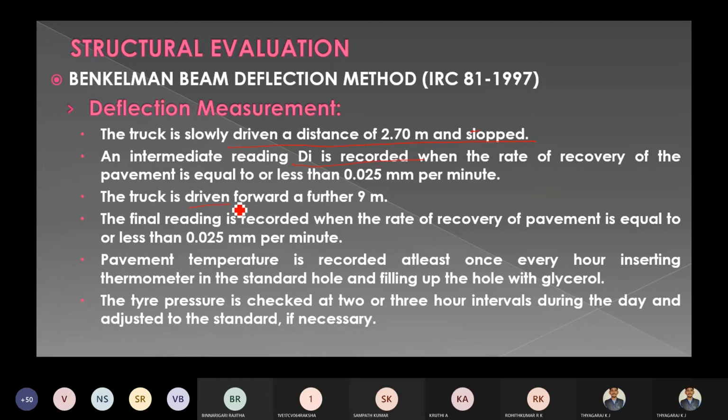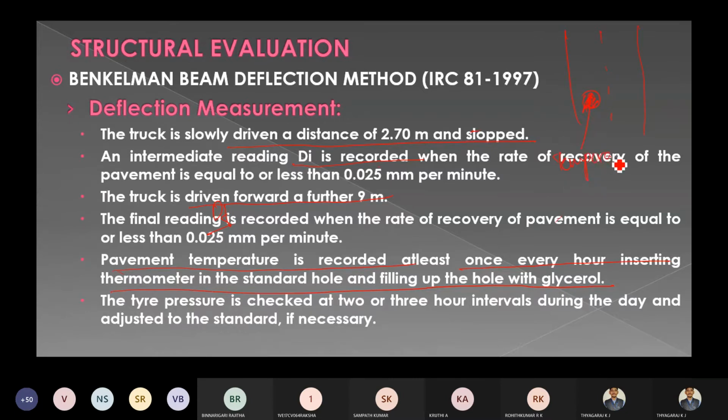Then the truck is driven forward further to 9 meter. That is, 9 meter you are going to take from the initial point, and DF is recorded. Then the pavement temperature is recorded at least once every hour, inserting a thermometer in the standard hole and filling the hole with glycerol. So along the pavement length, you are going to dig a hole, fill the glycerol inside this, and measure the temperature.